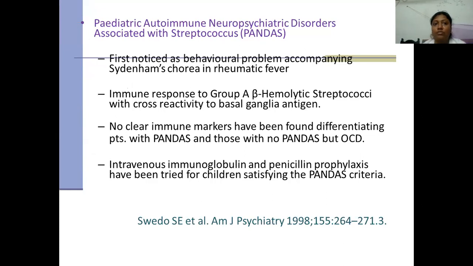So, PANDAS is something which I wanted to mention. It was first noticed as a behavioral problem accompanying Sydenham's chorea in rheumatic fever. There is an immune response to GAS, that is group A beta hemolytic streptococci, with cross reactivity to basal ganglia antigen. Basal ganglia have some molecular mimicry antigens. That is why this is happening, as a pediatric autoimmune neuropsychiatric disorder associated with streptococcus. Now, we know rheumatic fever is also the same concept of molecular mimicry, but here we have PANDAS, in which the basal ganglia antigen has molecular mimicry and cross reactivity. No clear immune markers are there. Intravenous immunoglobulin and penicillin prophylaxis have been tried for children.